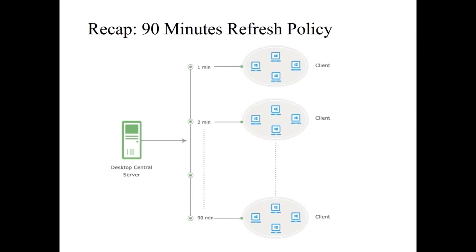Imagine like 1,000 machines are managed and all machines are contacting the Desktop Central server at the same time. That will make a tremendous load in the network, as well as a tremendous amount of memory and CPU utilization on the server. So to even this out, we have come up with a 90 minutes refresh policy. So not more than 8 to 10 computers will be contacting the Desktop Central server at any given time. During this refresh interval, the agent will post its current status to the Desktop Central server and also take any task that has been assigned to it.